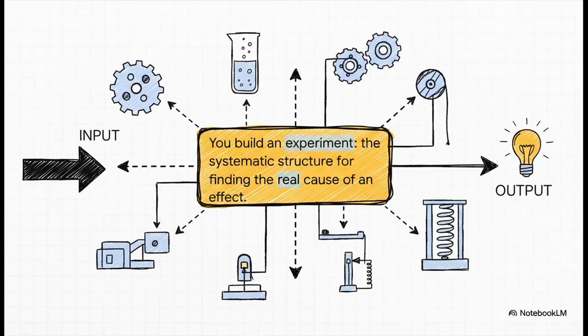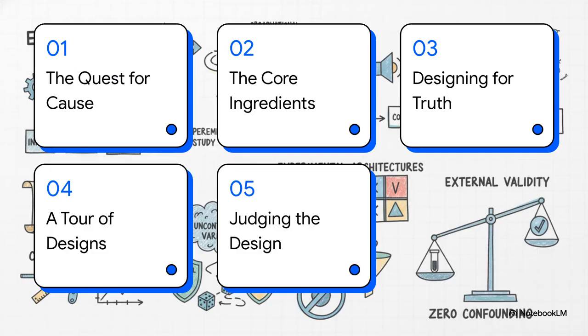Well, the answer is simple, but it is so powerful. You build an experiment. It's truly the best tool humanity has ever designed for finding the real cause of an effect. And that's exactly what we're going to do in this explainer.